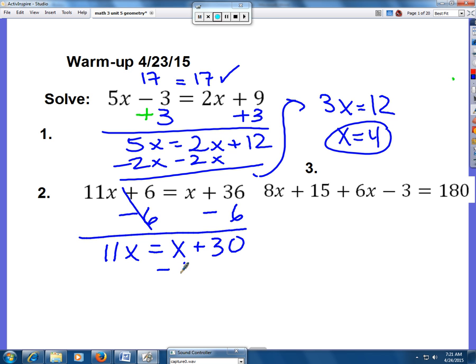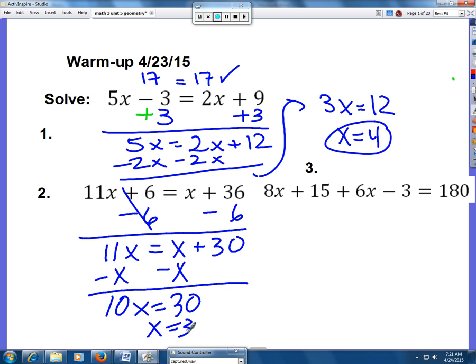Then I'm going to go ahead and subtract the x. Remember, there's a 1 in front of that x. So that makes this 10x equals 30. When we divide by 10, we end up with x equals 3. Check that by plugging it in. 11 times 3 is 33, plus 6 is 39. And then the same thing. 3 plus 36 is 39, so we know we had the correct answer.